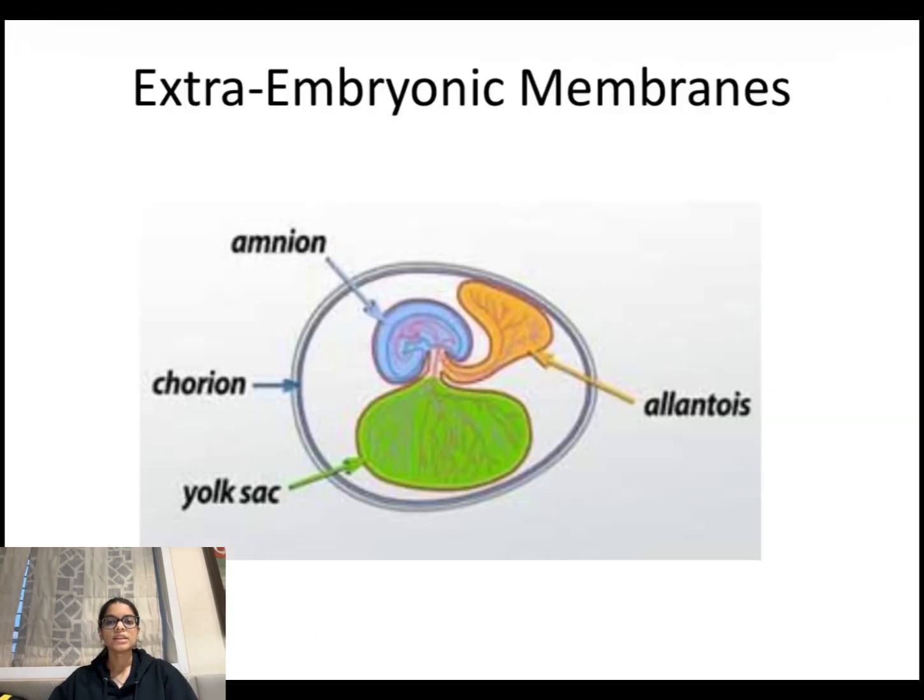Extraembryonic membranes. This includes the placenta, amnion, chorion, and the yolk sac. The placenta allows the exchange of nutrients, gases, and waste. The amnion surrounds the embryo with protective fluid. The chorion contributes to placental formation, and the yolk sac helps in early nutrition and blood formation.